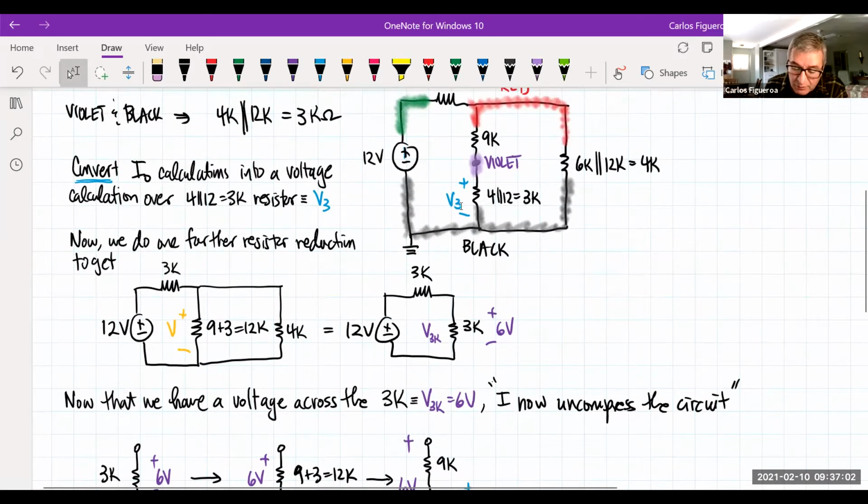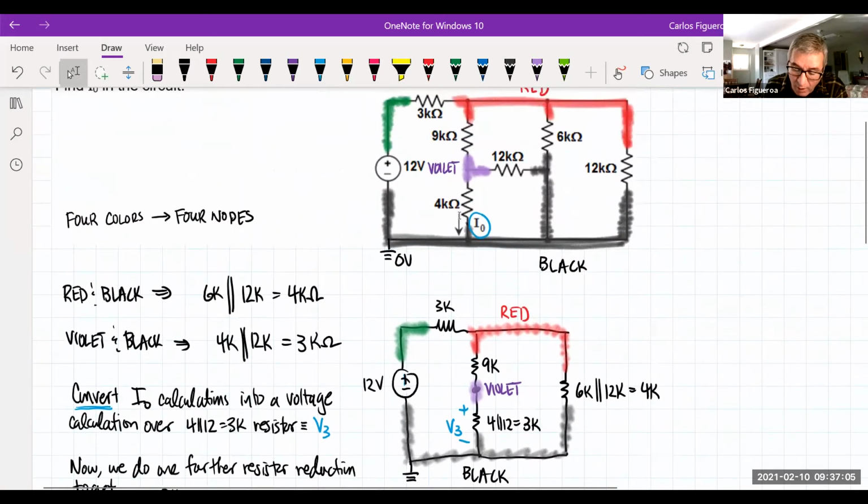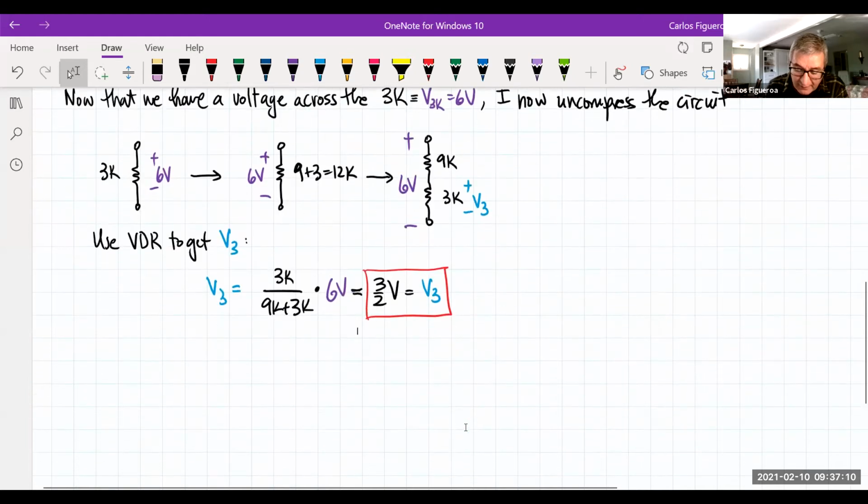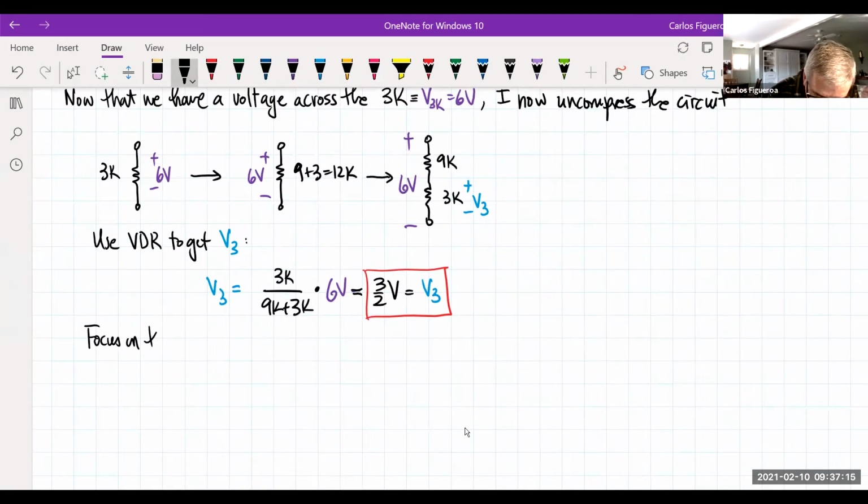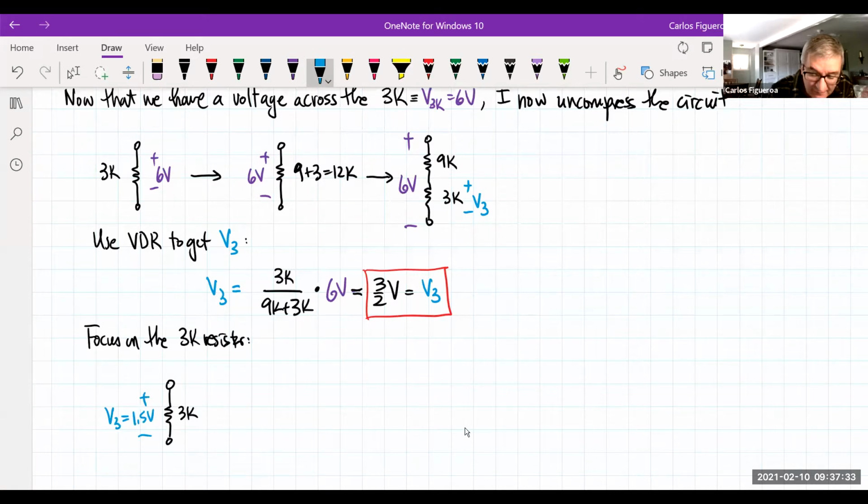So now I've got the blue 3. And if I keep going back, I want this current right here. So how did I get that 3? Let's focus on that. So I now focus on the 3K resistor. If I look at this, what I really see is that this 3K, which now has a voltage V3, which is 1.5 volts, I really find that this is the resistor of what?